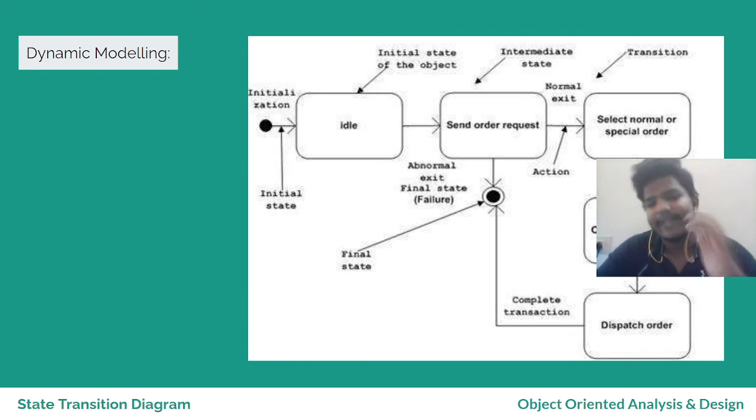In the initial state we enter the system, then we raise the request, that means we send the order request, and then we select whether it is a normal order or special order, and then the order confirmation will take place and then the order will be dispatched. These are the states. For example, if we consider enter system, here we stay idle. This is the initial state of the object. The intermediate state is send order request, and the transition here is the action.